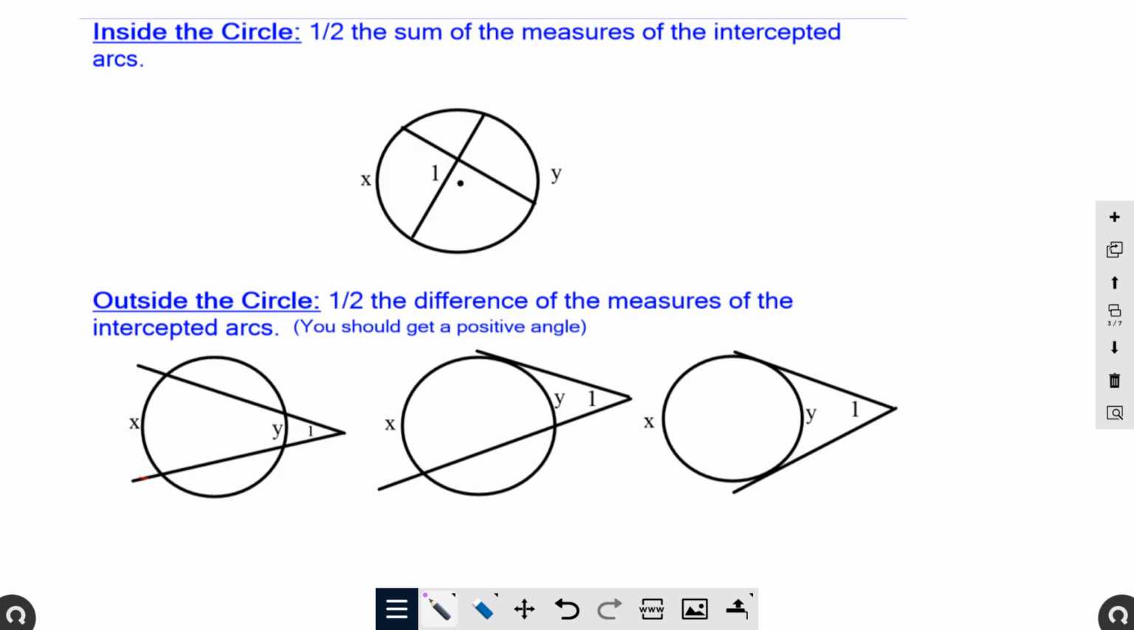Okay, so this one is saying, what if we have an angle somewhere inside the circle but not at the center? So here we have angle 1. It's just floating around inside that circle. That angle is half the sum of the intercepted arcs. So angle 1 equals 1/2 the sum. What does sum mean?